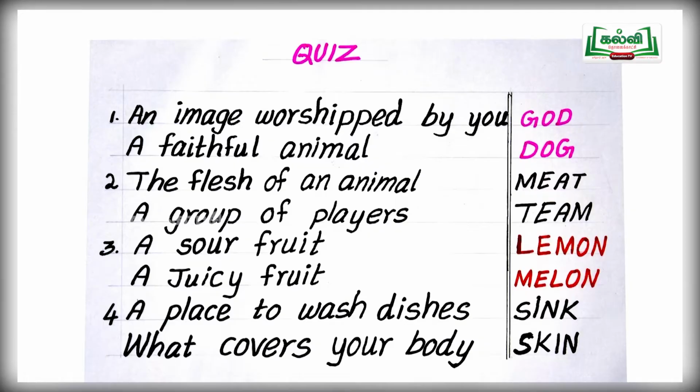Shall we have a word quiz? First one is an image worshipped by you, a faithful animal. So what is the anagram? Yes, very good. God, dog. Second one, the flesh of an animal, a group of players. What is the anagram formed by this? Yes, very good. Meat, team.